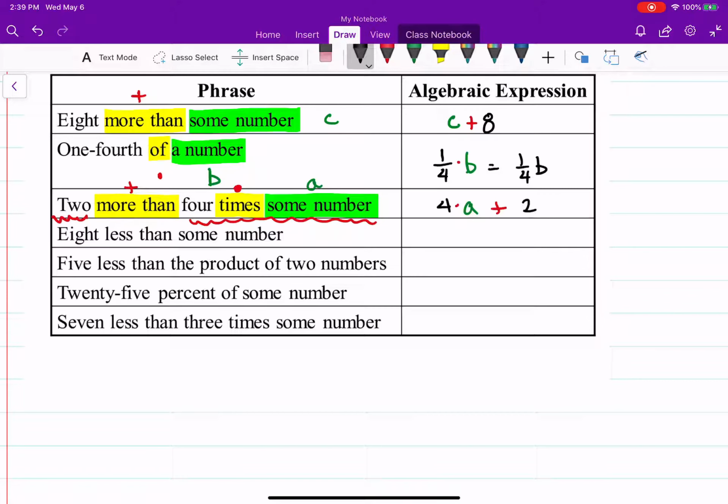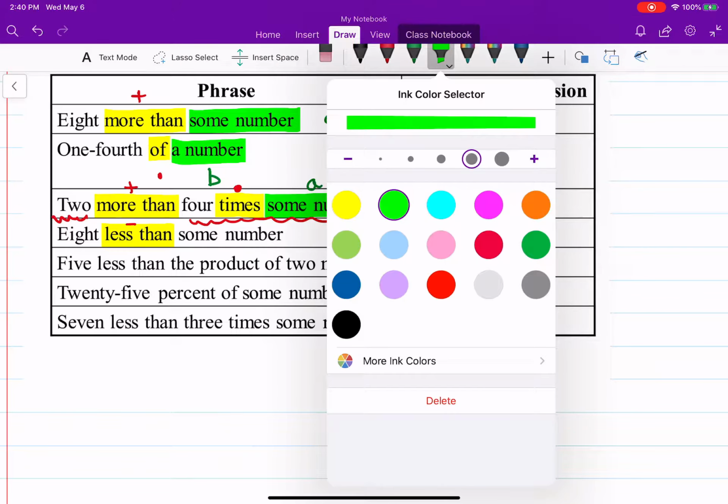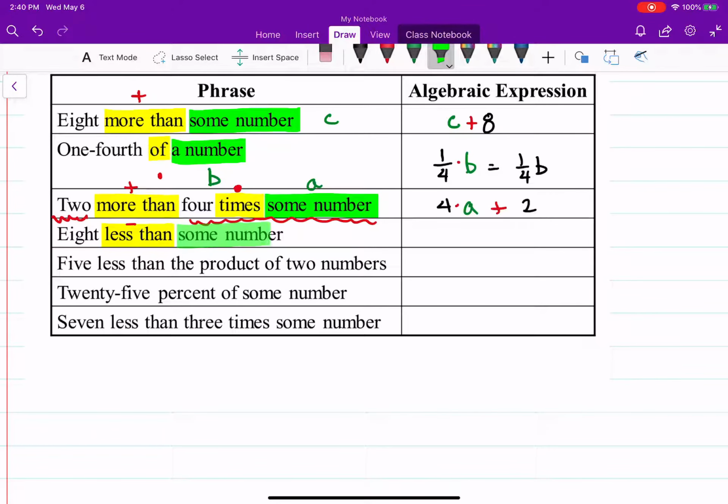Okay, so let's look at this one here. 8 less than some number. Less than means what? Subtraction. Awesome. I have some number. So I got to pick a variable. Let's say X. And again, this is less than, which means I got to switch the first and the last part. So I'm going to write the last part first. So X minus 8.